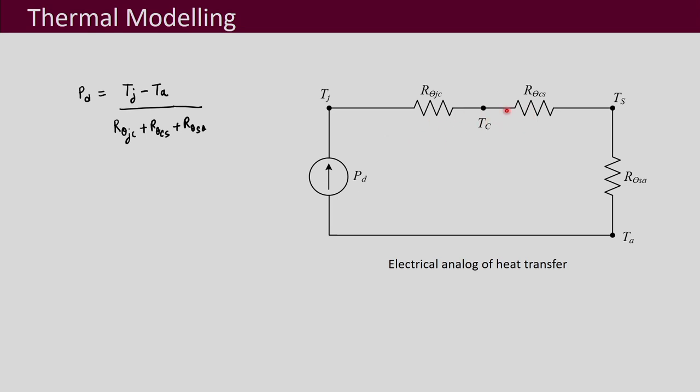So these two, R theta JC and R theta CS, are known, and TJ and TA are also known. And the maximum power dissipated you can also estimate, since we have looked into how much power loss takes place in the devices. From there you have everything in this equation, so you can find out a good value of R theta SA that will be able to limit TJ below the maximum junction temperature specified in the data sheet.